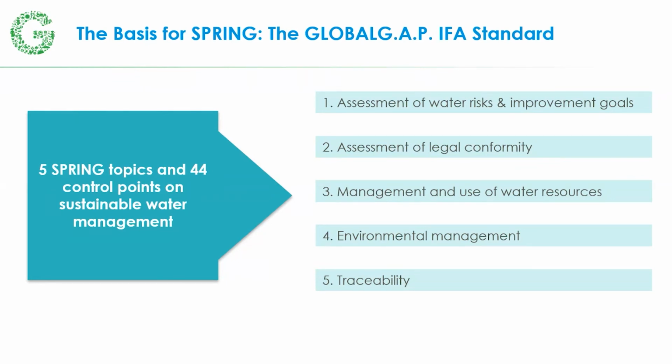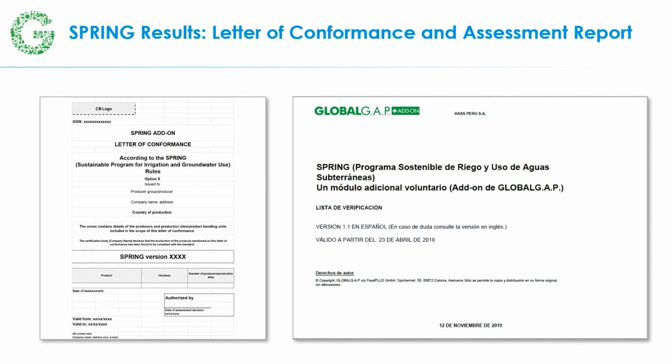Please, if you have any question, write in the chat. At the end of the presentation, I am going to answer all the questions. Okay, this is the result after a spring assessment. If the producer is approved, they are going to receive the letter of conformance. The letter of conformance is the same as a certificate. You are going to have the information of the producer, the product, the version of spring, all the same information.